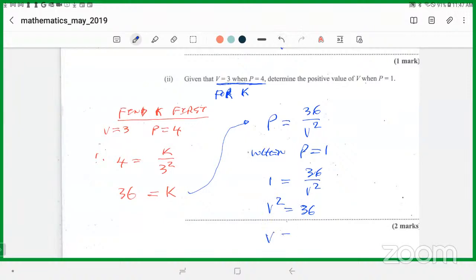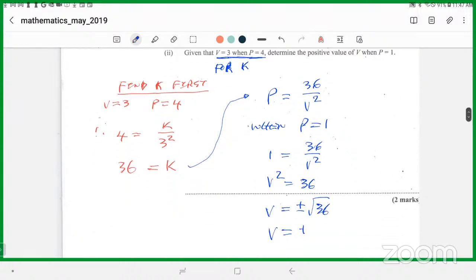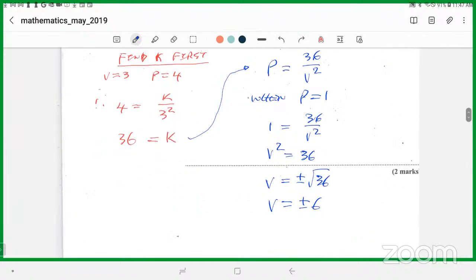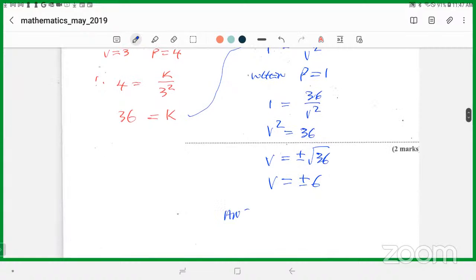Then V would be plus or minus the square root of 36, so V will be plus or minus 6. In this case, I'm going to leave it like that. But the question wanted a positive value. So the positive value is that V equals 6. So you see why the question specifies positive? Because the answer can also be negative, right? The positive 6. So that's my answer right there.